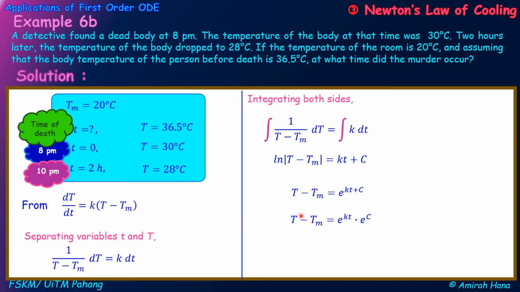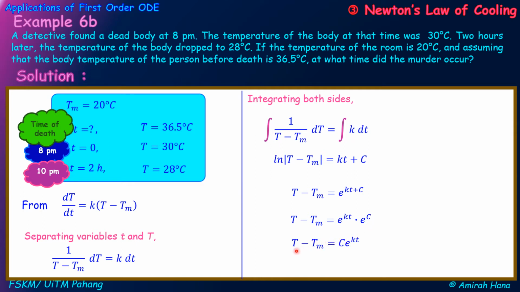Alright, then we can write T minus Tm equals E to the power of KT times E to the power of C. From A to the power of M times A to the power of N, using the properties of indices, we can write equals A to the power of M plus N. So from here, if we have E to the power of KT plus C, we can split it into E to the power of KT times E to the power of C.